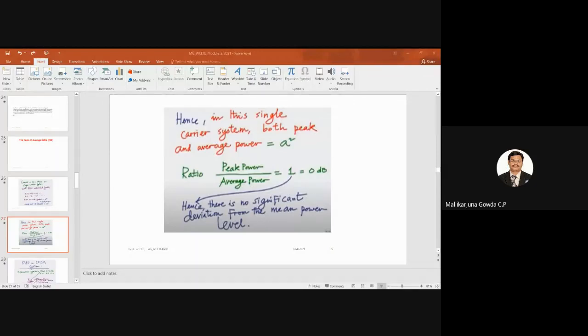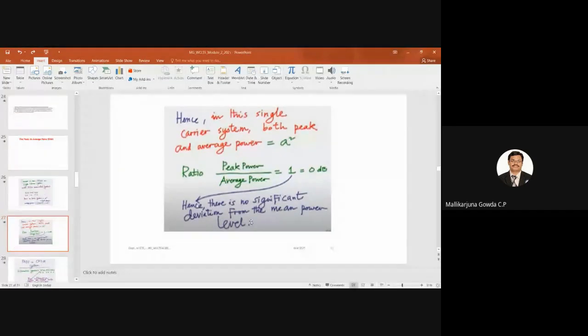Is it clear what I said? In the single carrier system, both peak and average power are equal to a square, so the peak to average ratio, that is peak power to average power, becomes 1, which is nothing but 0 dB in terms of dBs. Hence, there is no significant deviation from the mean power level in a single carrier system. When the modulated signal is there, there will not be much variation from its mean value. It will be at the mean value.